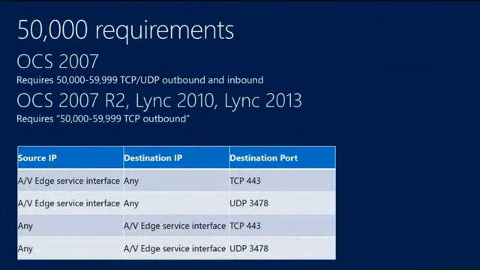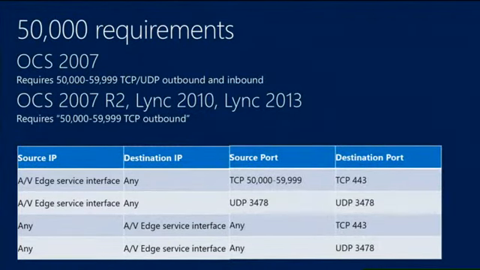Only if you have a firewall that requires you to configure the source port as well, then this becomes important. So in this case, you now need to say the source port, and this is now the first line: my AV Edge server connecting to the internet to any IP address, the source port will be in the 50K port range. Destination port is 443. And that's basically all that we try to say with requires 50K outbound.